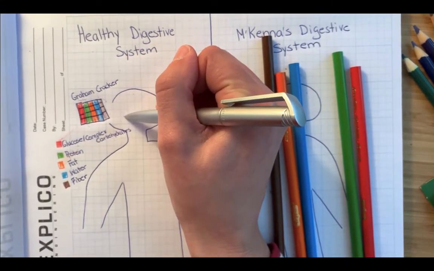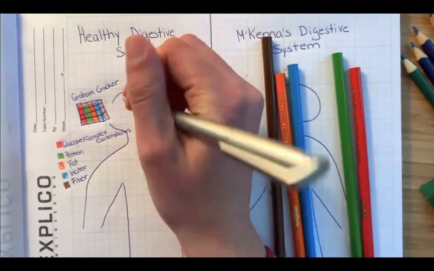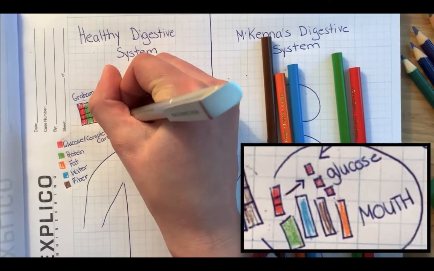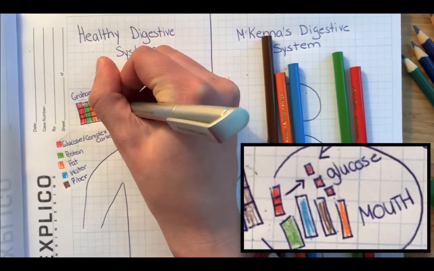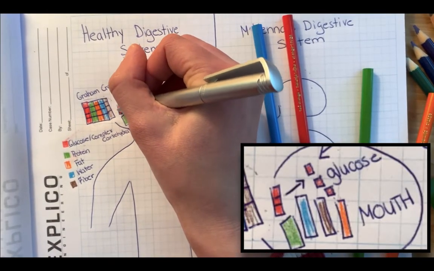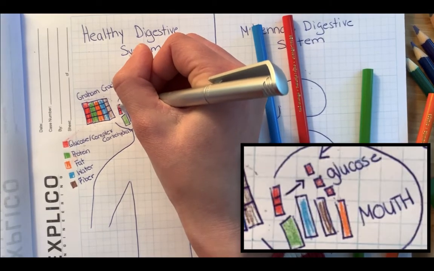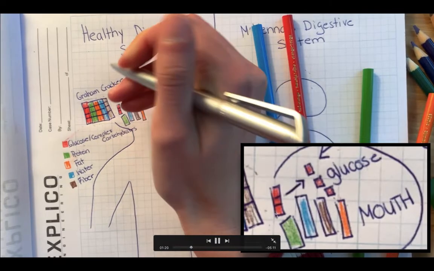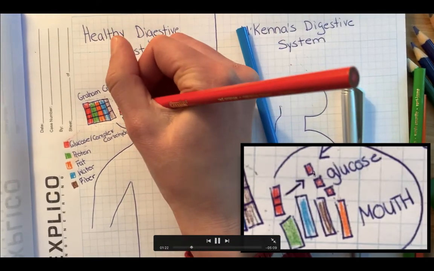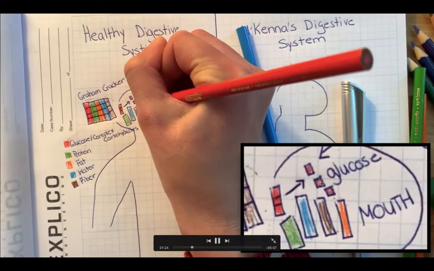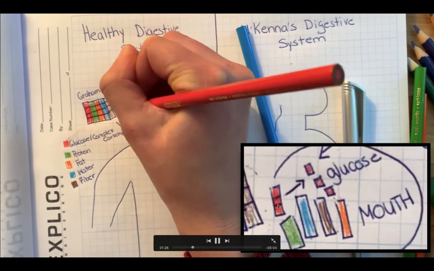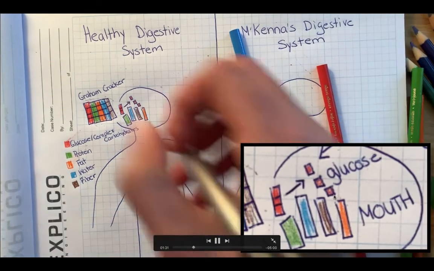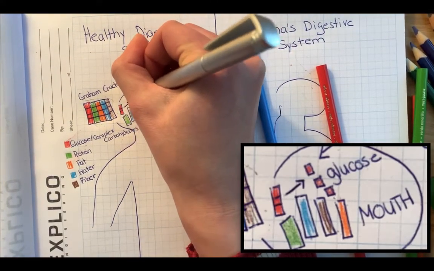Next, I know that in the mouth, the food starts to get broken up by chewing. So I'm going to draw it like this. 1, 2, 3, 4, 5. But I also know that in the mouth, a chemical reaction is occurring because the complex carbohydrates are breaking down into glucose molecules. I'm going to draw 1, 2, 3 to show that the complex carbohydrates are being broken down into glucose molecules. I'm going to label this glucose.